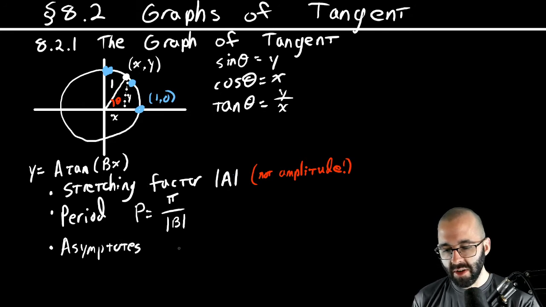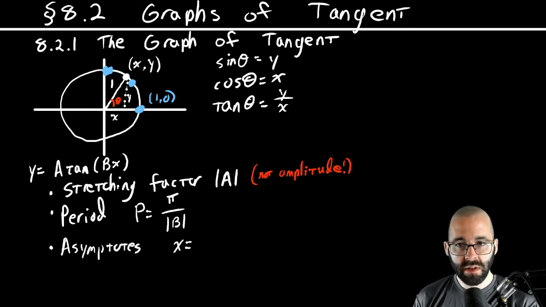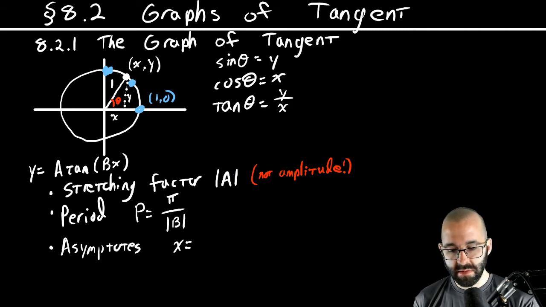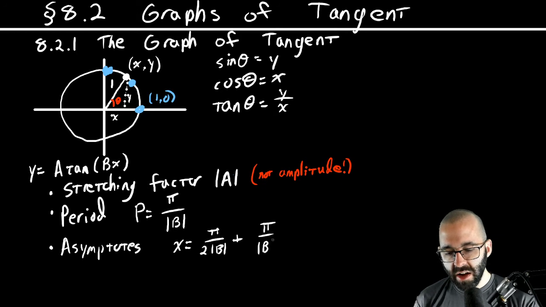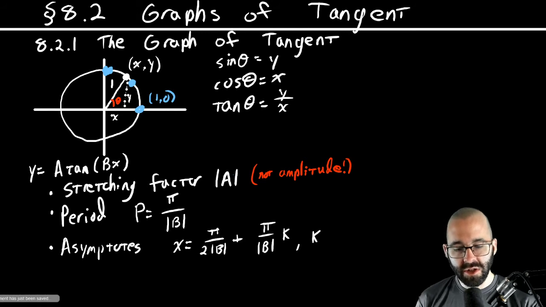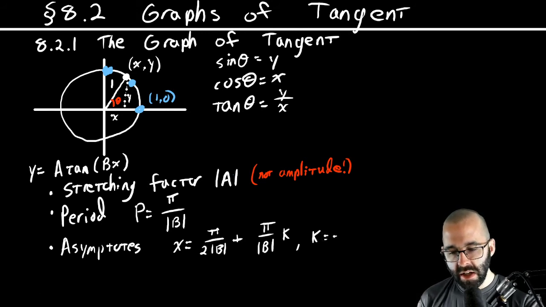So we're usually going to write the asymptotes. They're vertical lines, so they're of the form x equals. And the first one is going to be at half of the period. Okay? So the first one is going to be at half of the period, and the period is pi over the absolute value of b. So what's half of that period? Right there. So all you have to do is find the first one, and then add the period. And in fact, not just adding the period once, but adding the period as many times as we want, where k is an integer. So k is any integer.